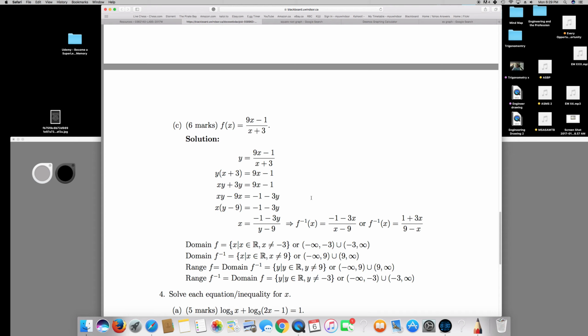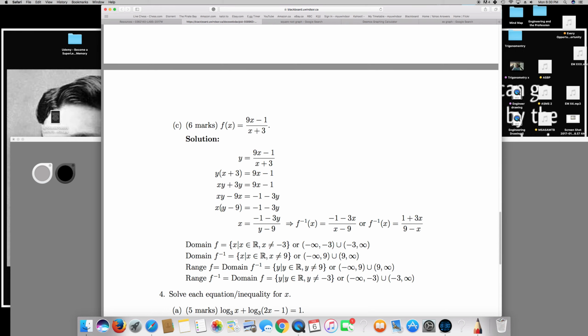And if I multiply the bracket out, it's going to be xy plus 3y equal to 9x minus 1, and xy minus 9x is going to be minus 1 minus 3y. If I take the x common, it's going to be x times the bracket y minus 9 equal to minus 1 minus 3y, and x is equal to minus 1 minus 3y over y minus 9. So this is going to be our f inverse. Whatever the x value is, f inverse is going to be equal to minus 1 minus 3x over x minus 9.